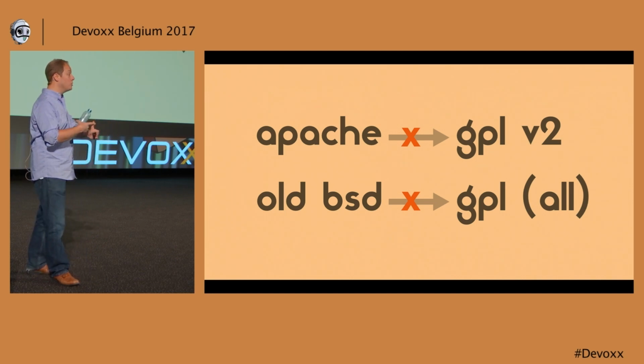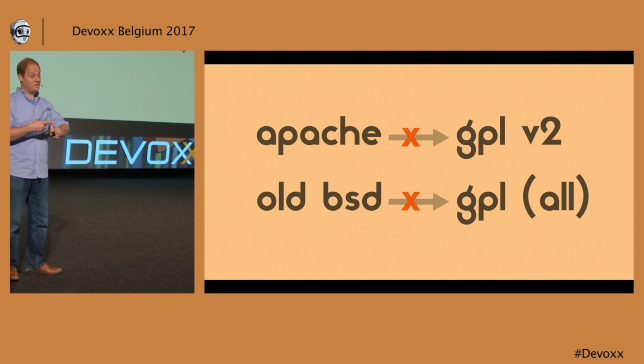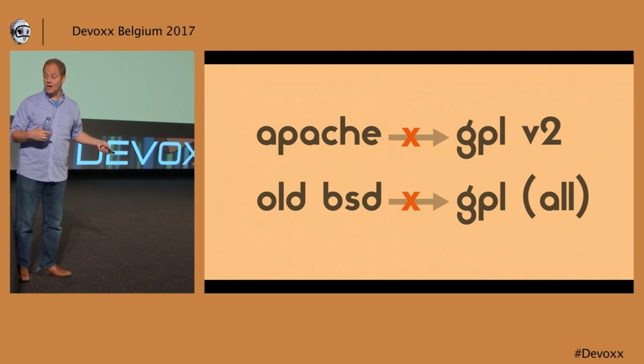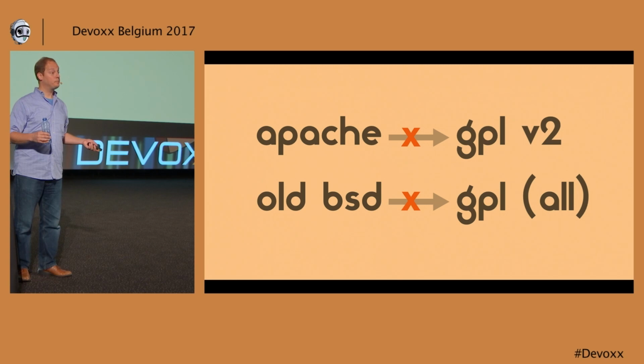By the same token, the old version, the 4-clause version of the BSD, which has that crazy advertising requirement, can't work with any GPL because no GPL license requires that.